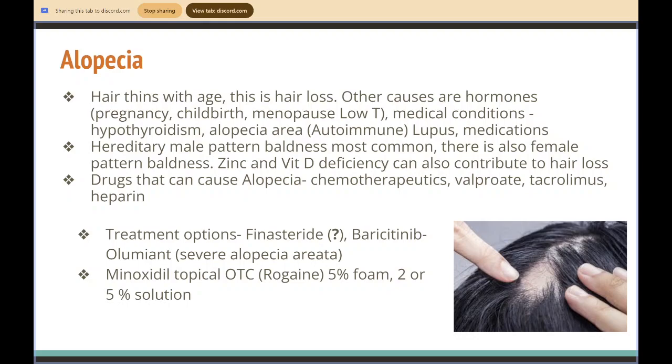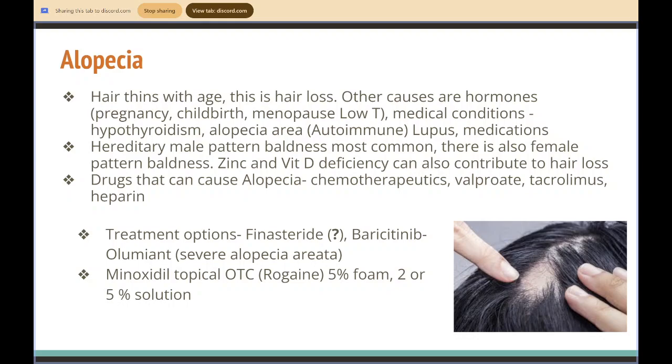It looks like I'm a victim of autocorrect. And areata is Areata, and that is an autoimmune condition where the hair follicle is targeted by autoantibodies. And then lupus, and there's certain medications that can cause it. Hereditary male pattern baldness is most common. There's also female pattern baldness. Zinc and vitamin D deficiency can also contribute to hair loss.